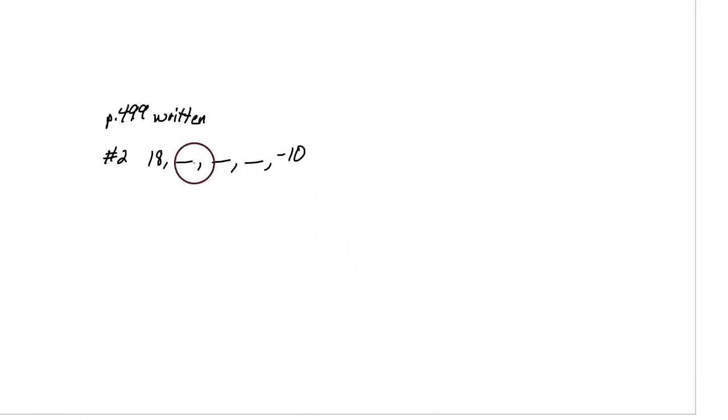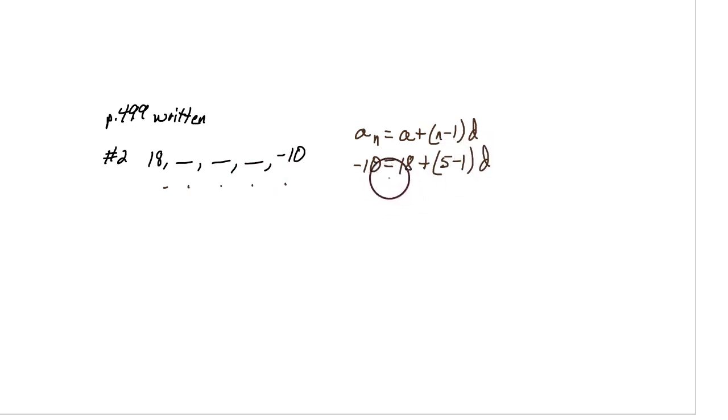This time we want to find 3 arithmetic means in between these numbers. So let's use the general term formula for an arithmetic. For a sub n, use negative 10. For a, use 18. There are 1, 2, 3, 4, 5 terms showing, so put 5 for n. Subtract 18 from both sides, and then divide by 4. d is negative 7. That means we subtract 7 each time.